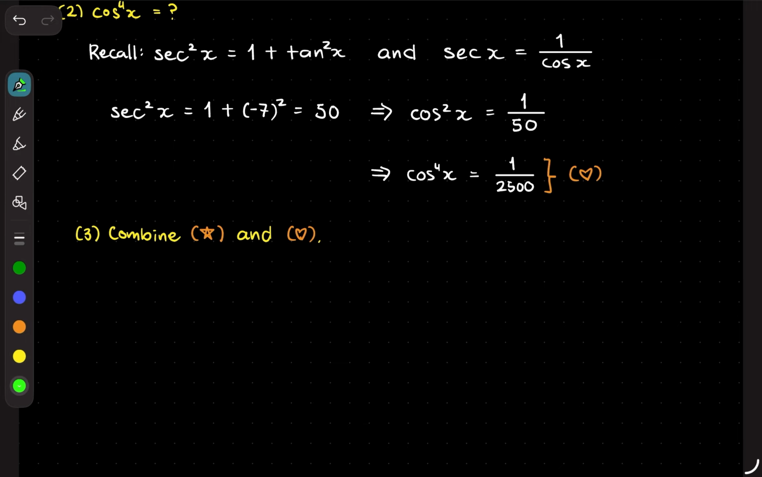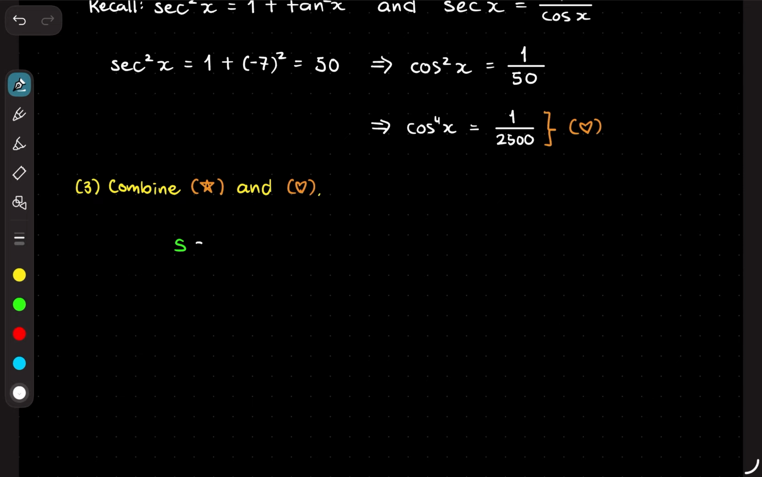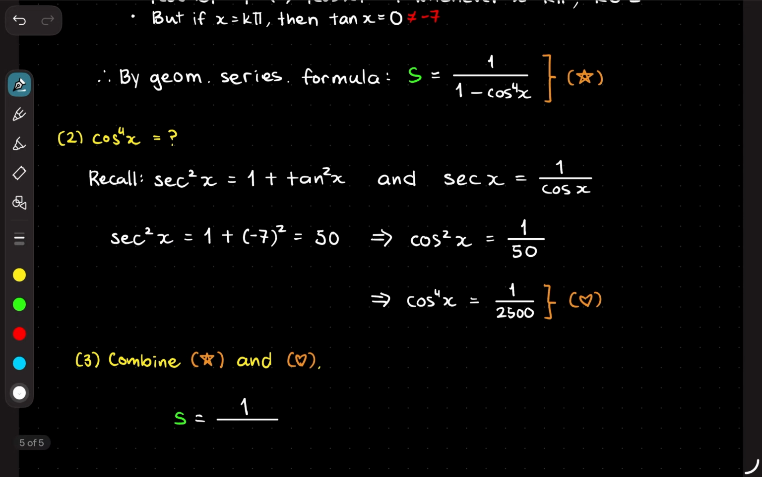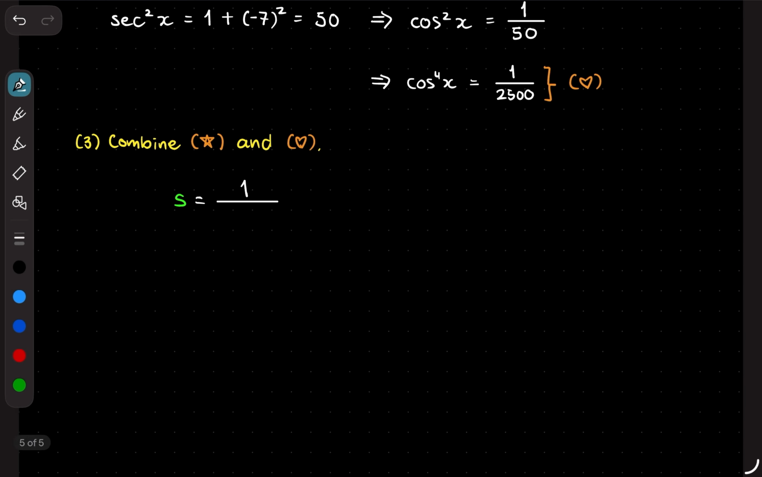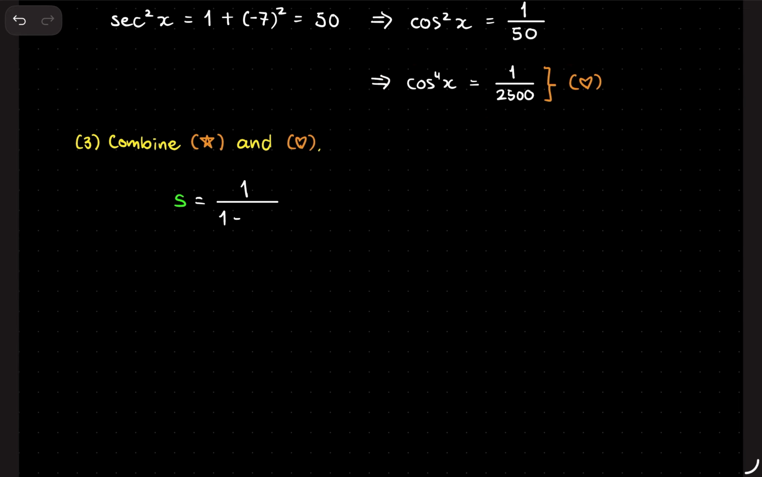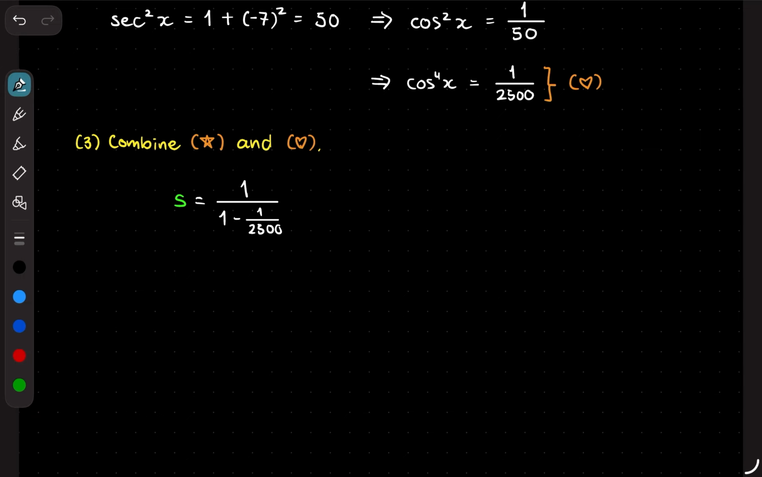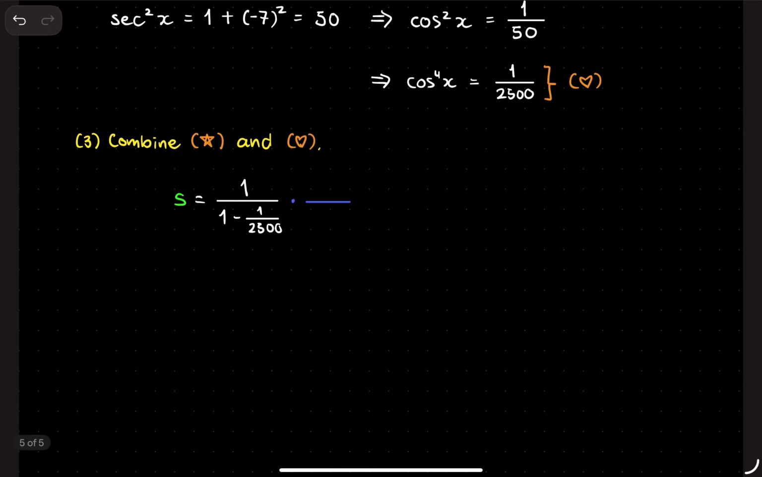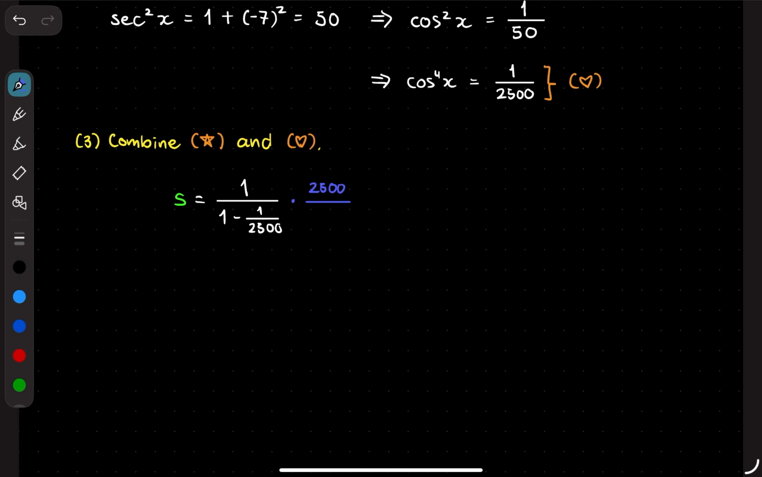So combining the two, we'll have S equal to, from the star, 1 over 1 minus cosine x raised to 4. But we have established in the heart that this is equal to 1 over 2,500. So let me write it out here. What we have is a complex fraction. It depends on how you want to simplify this, but for me, the easiest way is to just multiply by the denominator of the fraction inside the complex fraction, which is 2,500. So multiplying this, we will be able to reduce the given into a much simpler fraction.